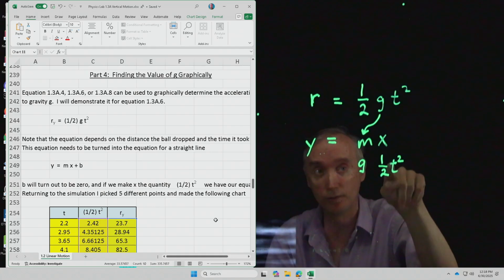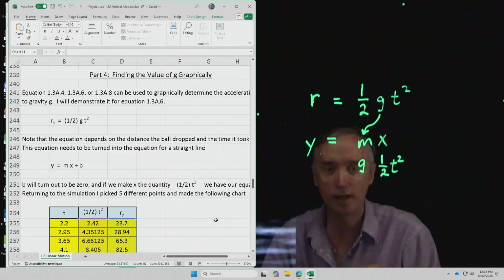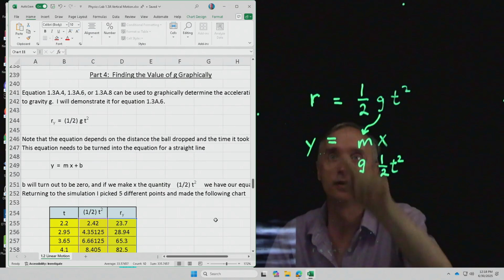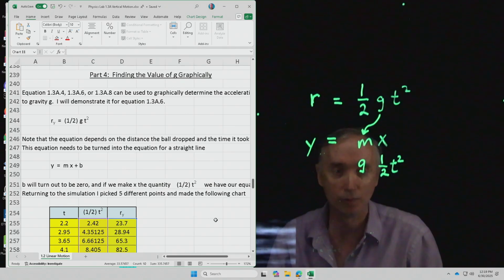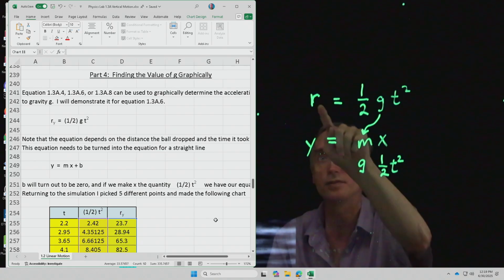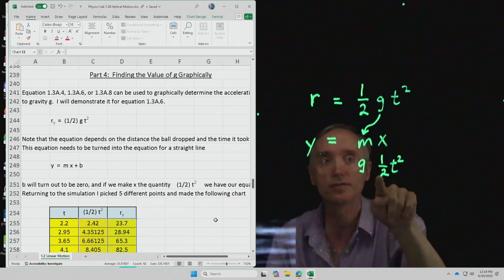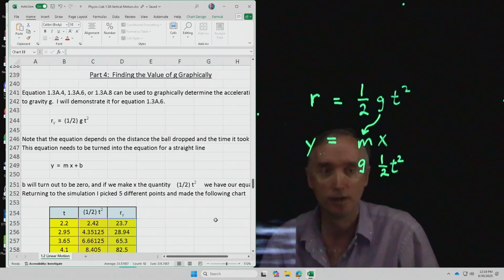Now the problem, though, is that we've got t squared. So you cannot graph distance versus time. It's not going to work. You'll get a curved graph if you do that. So what you need to graph is distance versus this part right here, 1/2 t squared. Okay, so I did that for you.